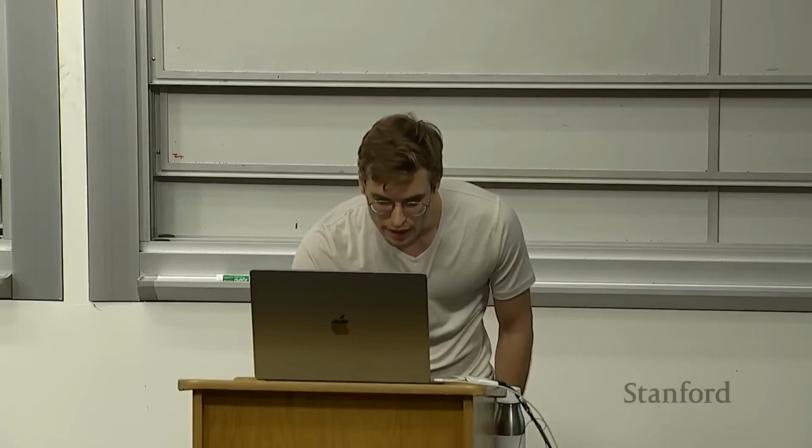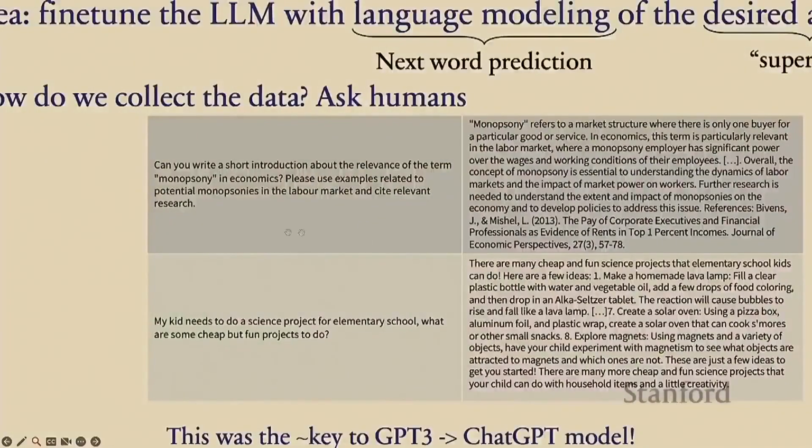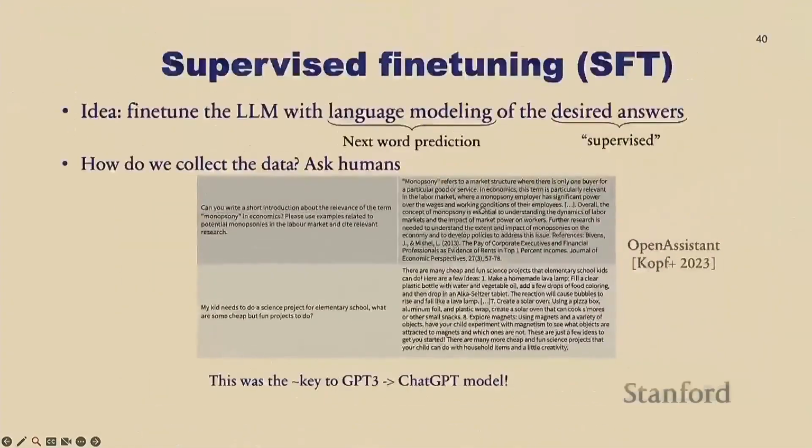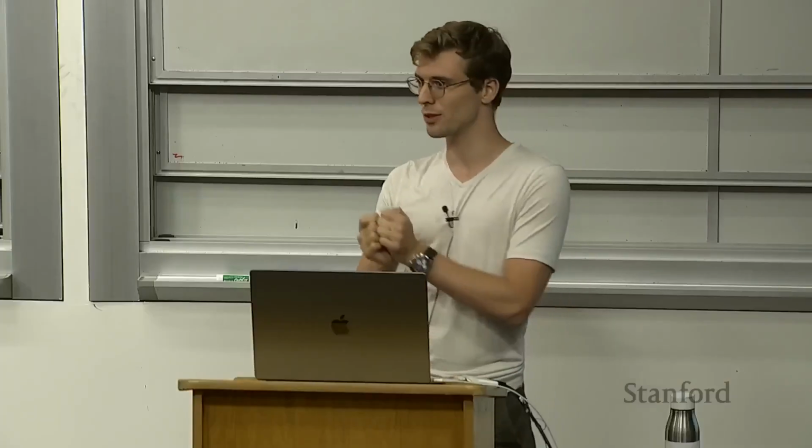So this is an example. Sorry, I can't read very well on my computer. Let's read this one. Can you write a short introduction about the relevance of the term monopsony? And then it says monopsony refers to a market structure, blah, blah, blah. And that's a human that wrote that. So actually, this is Open Assistant, which was a way to collect data online from humans. This type of supervised fine-tuning or alignment is really the key of ChatGPT. This is what made the big jump from GPT-3, which was mostly something that was known by AI researchers, to ChatGPT, which became known by basically everyone.